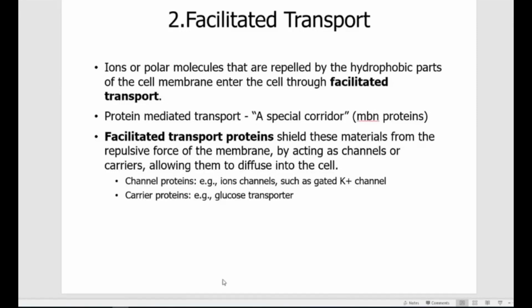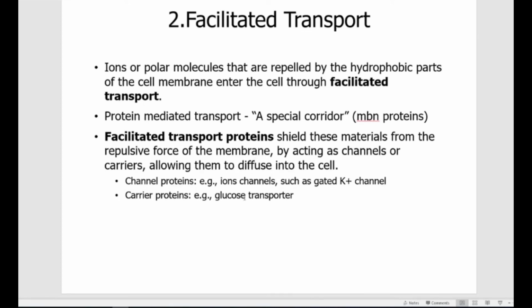Now the second type of transport is facilitated transport. So ions and polar molecules like glucose are really repelled by the hydrophobic fatty acid tails. So they need a little bit of help. Okay, so we are going to have proteins in the cell membrane to provide a special corridor. Now MBN just stands for membrane. So these proteins are going to help those molecules to move across the cell membrane. Okay, so this is the mechanism. So they shield these molecules from the repulsive force of the fatty acids.